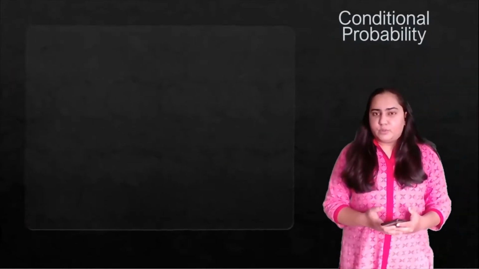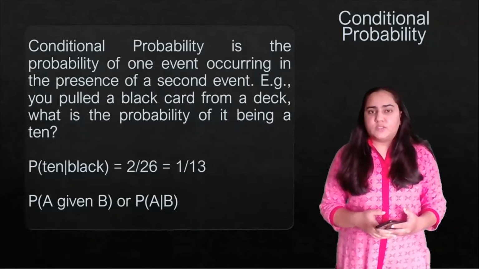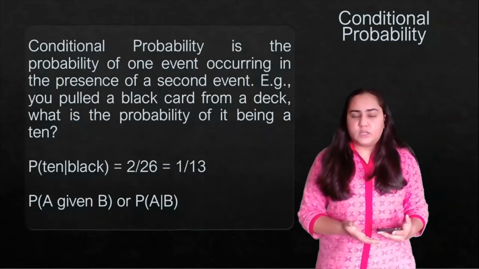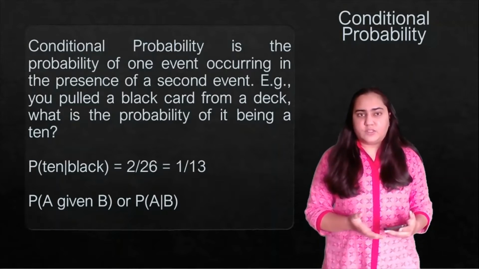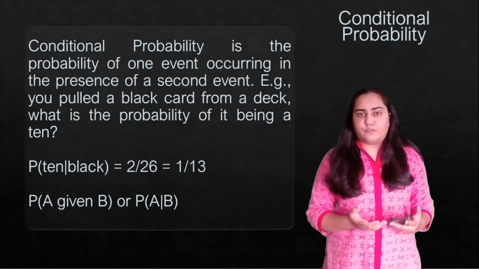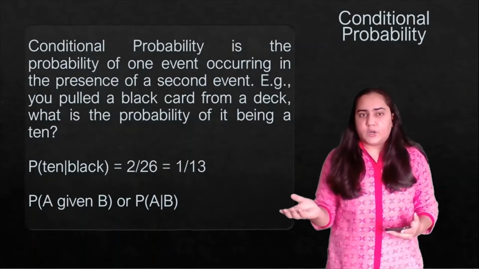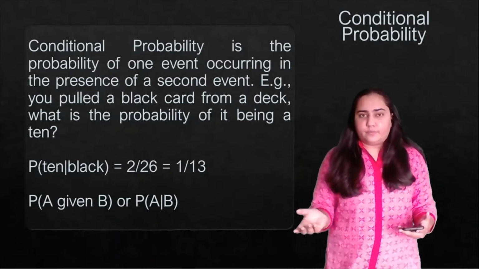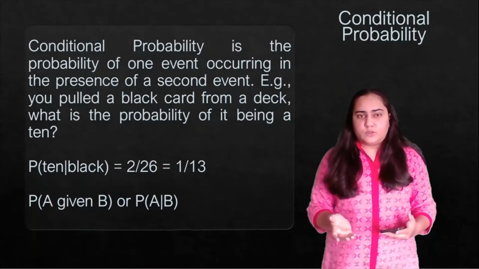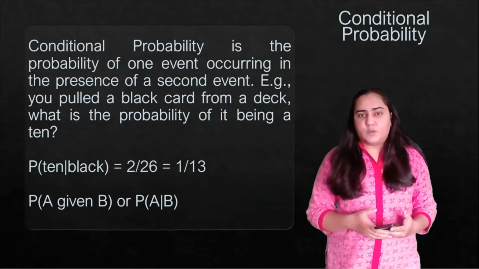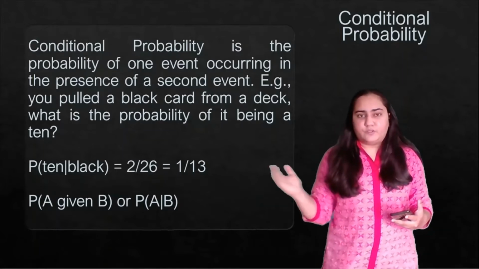The next type of probability we are going to see is conditional probability, which is the probability of one event occurring in the presence of a second event. For example, if you pulled a black card from a deck of cards, then what is the probability of this card being a 10? A black card could be either spades or clubs. So what is the probability that it's going to be a black card of 10?